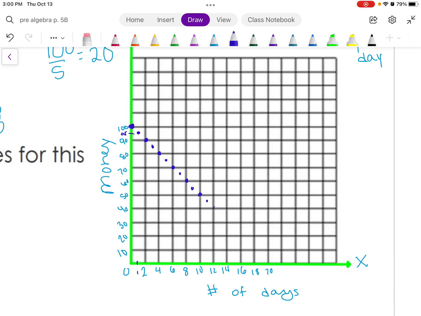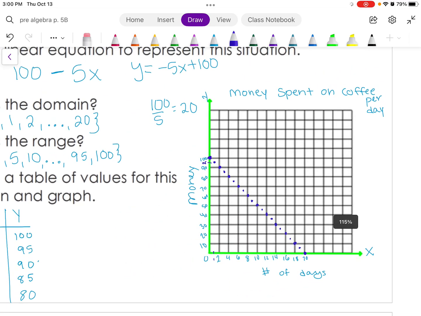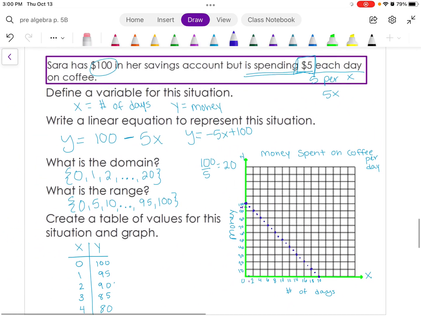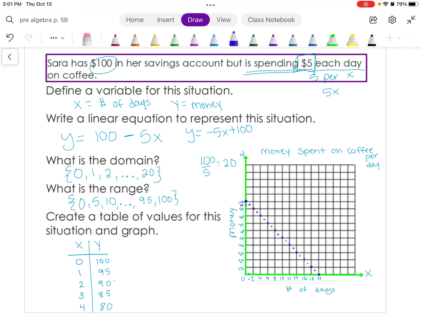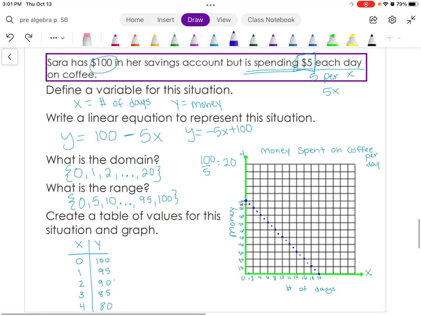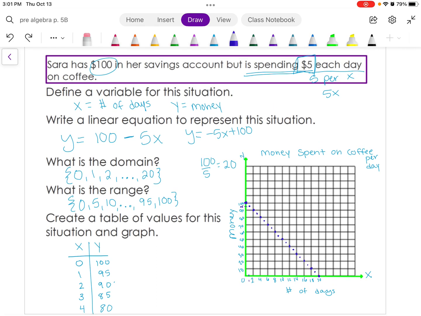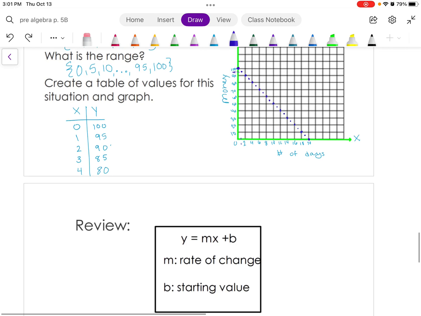Now, remember we said this was discrete because you either buy a coffee that day or you don't. Right? Buying like half a coffee or 3/4 of a coffee or 16 1/3 of a coffee, that doesn't make any sense. So we're not going to connect our points because these are discrete values. They're separate. The numbers in between our dots don't have any value or don't make sense for our situation. So those are our real world situations.